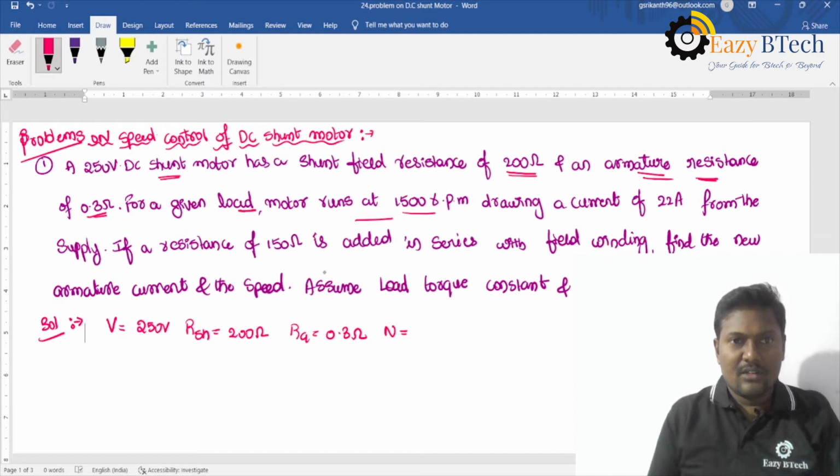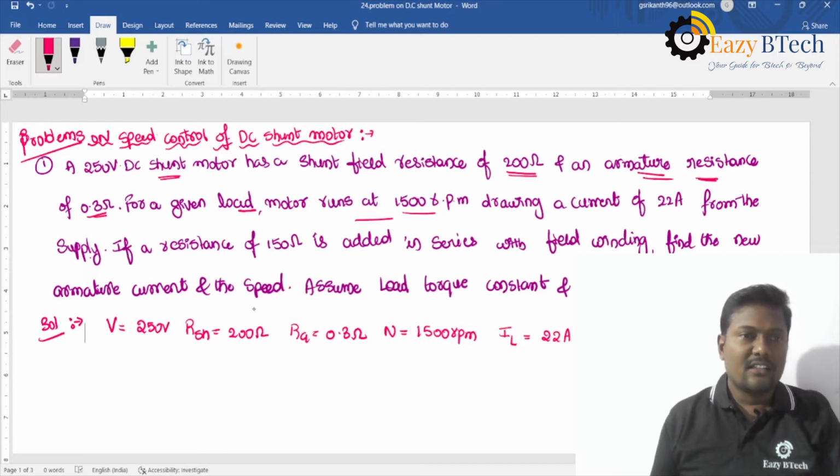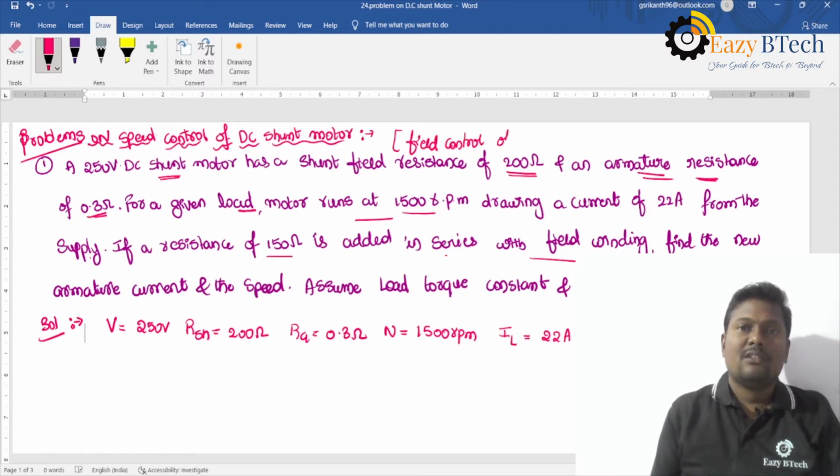For a given load, the motor runs at 1500 rpm, drawing a current of 22 amperes from the supply. So that current is called the line current. If a resistance of 150 ohms is inserted or added in series with the field winding, this type of control is called field control of DC shunt motor.